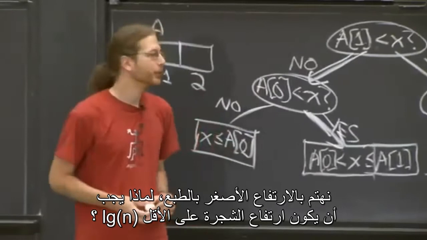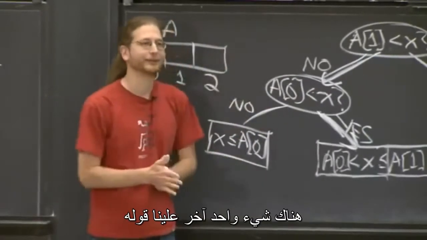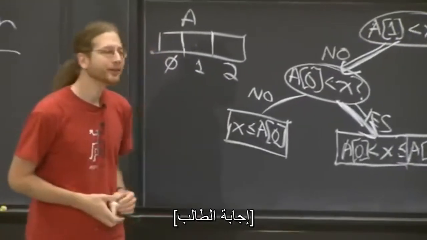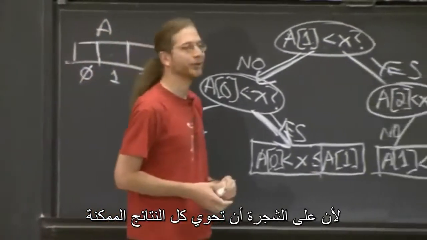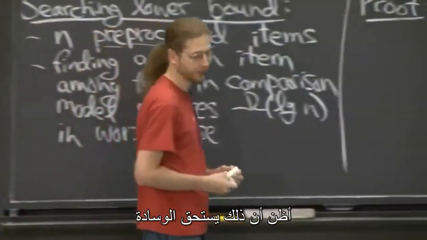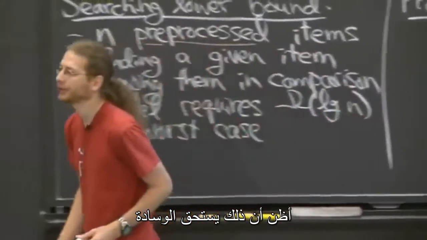Why does the height of a tree have to be at least log n? There's one more thing we need to say. Yeah. The tree has to contain all possible elements. Because the tree has to contain all possible answers, let's say. Yeah, exactly. I think that's worth a pillow.